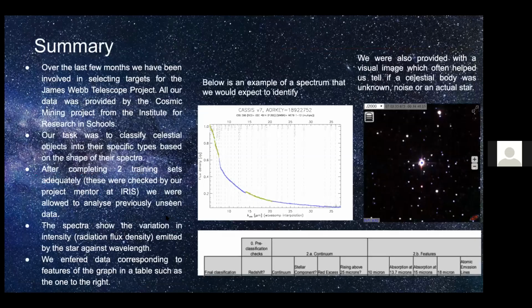We have been working on data provided by the Cosmic Mining Project from the Institute for Research in Schools. We have been classifying celestial objects into types based on their spectra. Before this, we had already completed 2 training sets for practice. We entered data into a table with the headers shown in the bottom right of this slide. We were also provided with a visual image of the celestial body, which helped identify noise.